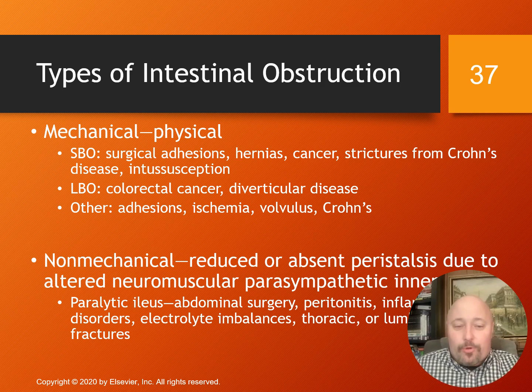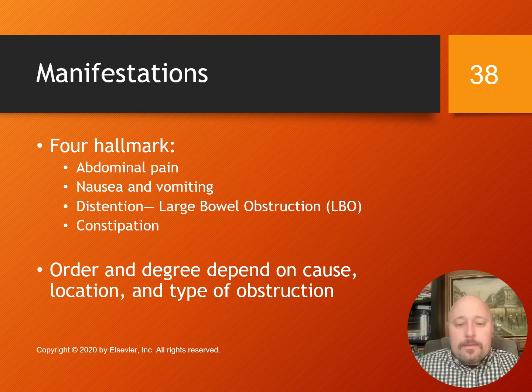They may also take the form of non-mechanical, which are reduced or absent peristalsis due to altered neuromuscular parasympathetic innervations. The 4 hallmark manifestations are abdominal pain, nausea and vomiting, distension, and constipation. The order and degree depend on the cause, location, and type of obstruction.